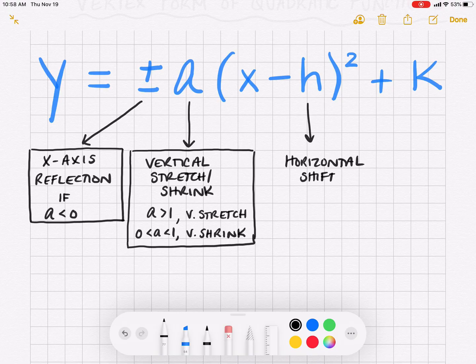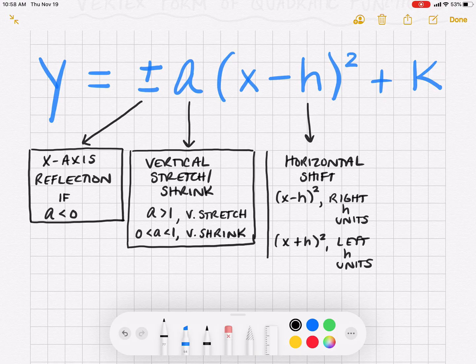Now here's where we need to be careful, because if it looks like x minus h squared, it actually shifts to the right h units. And if it is x plus h squared, it shifts to the left h units. So it almost in a way does the opposite of what we think it should do, so we need to be careful when we're interpreting that right there.